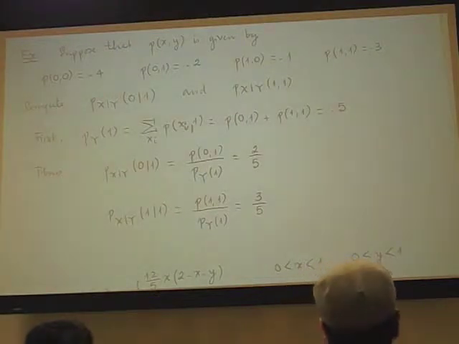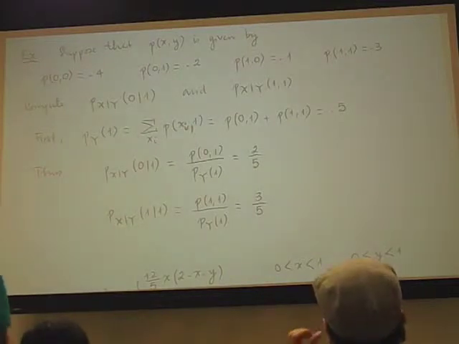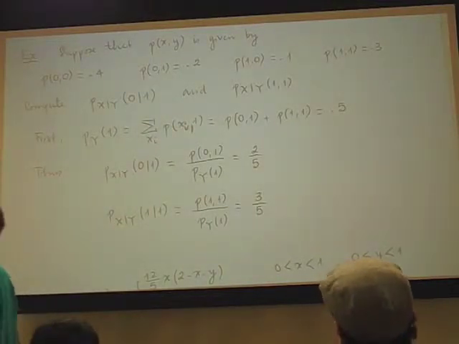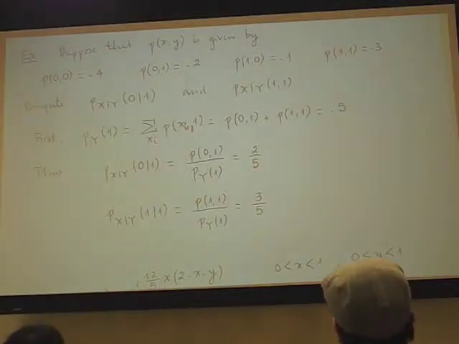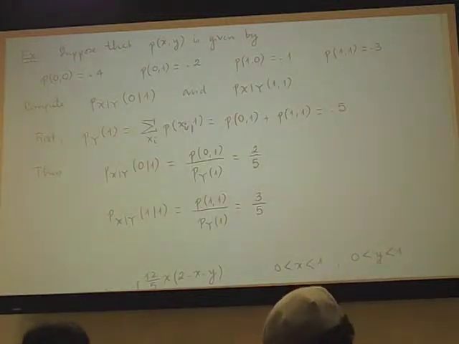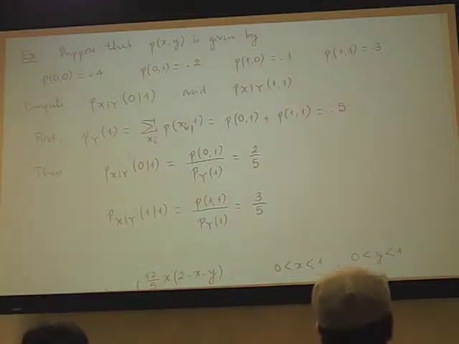density function right there, p(x,y), is given by: the value of p at (0,0) is 0.4. The value of p at (0,1) is 0.2. And the value of p at (1,0) is 0.1. And the value of p at (1,1) is 0.3. Okay? Now I want you to compute the probability of x given y, where x is 0 and y is 1. Alright, and the other one as well.